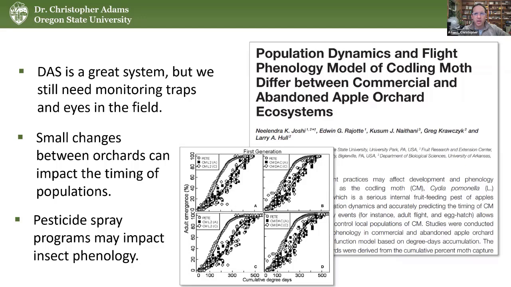Small changes between orchards can impact the timing of populations, and pesticide spray programs may impact insect phenology. Here is one study that showed that the timings were off between a managed orchard and an abandoned orchard. Now, I'm not suggesting that this study applies to all orchards, just that it's important to have eyes in the field. And this study illustrates how an unmanaged block or backyard trees could produce a source of pest pressure whose timing may not line up with the current spray program that you have in your orchard.